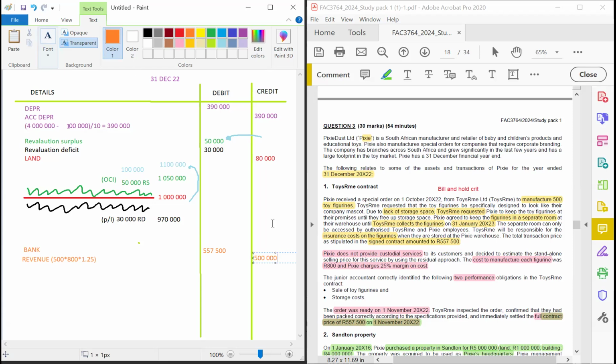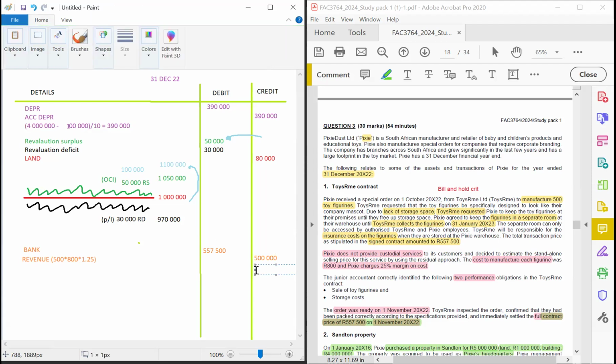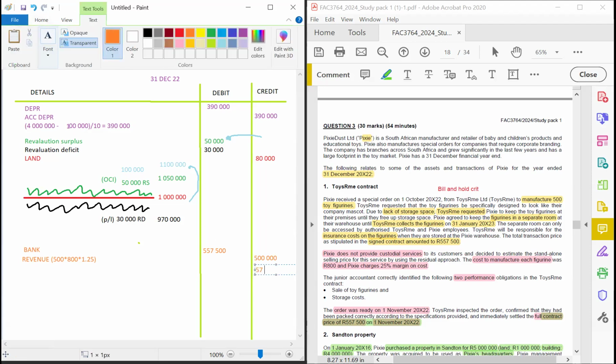So my question for you guys, I see that there is a balance here. These things are not balancing. I have 57,500, which is unaccounted for. So what would be my journal name here for accounting for the missing item? In the chat box, you're more than welcome to unmute, or you're more than welcome to type in the chat box. What would be my journal name for this one?